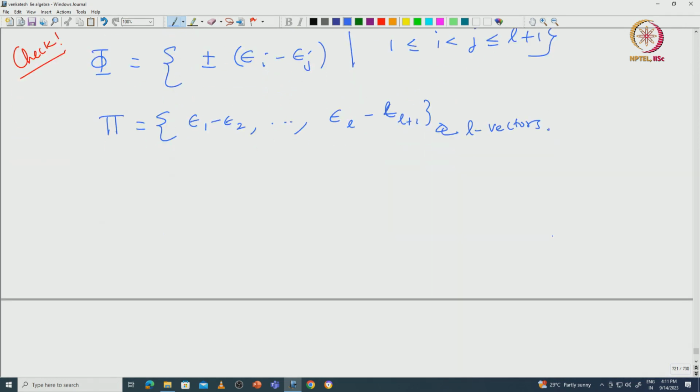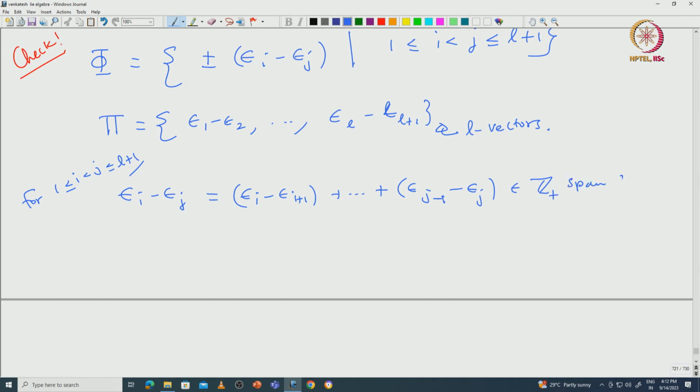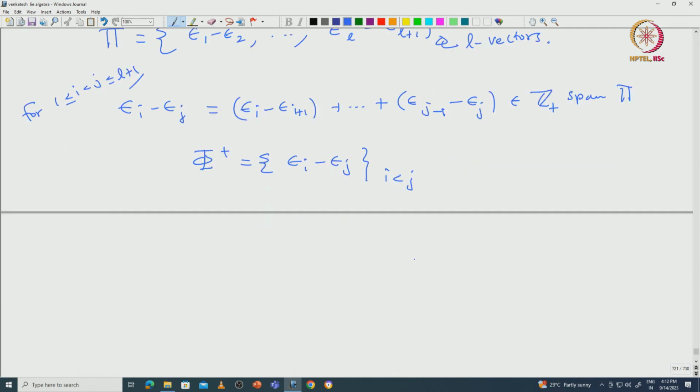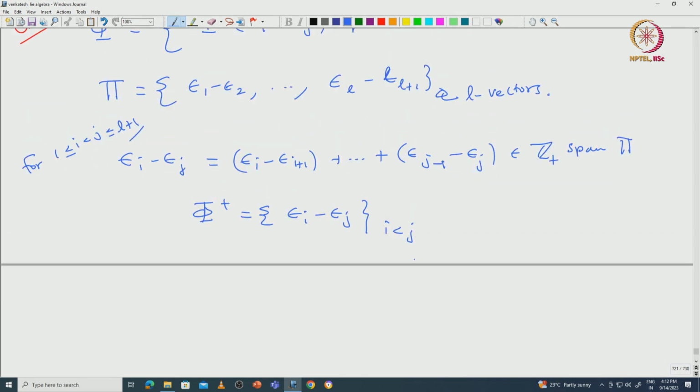For example, if you take epsilon i minus epsilon j for i less than j, you can write epsilon i minus epsilon j as just epsilon i minus epsilon i plus 1, plus etcetera, plus epsilon j minus 1 minus epsilon j. So, that means this is in the Z plus span of your pi. So, phi plus is nothing but epsilon i minus epsilon j, where i less than j. Again phi will be just phi minus union phi plus. Okay. So, it is not difficult to see if you take this as base.